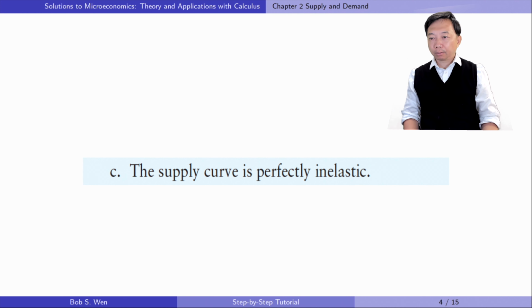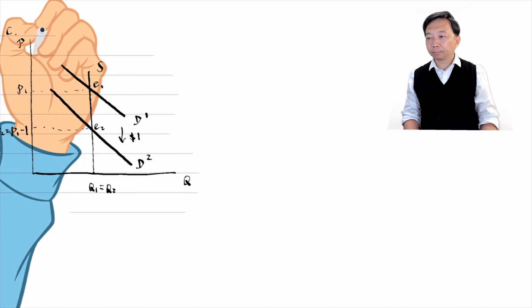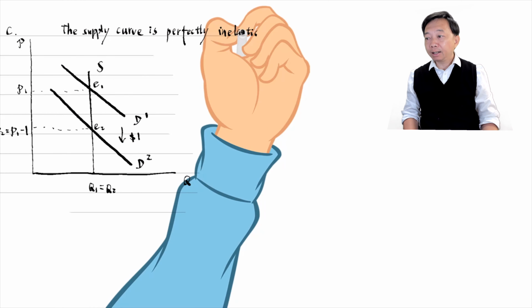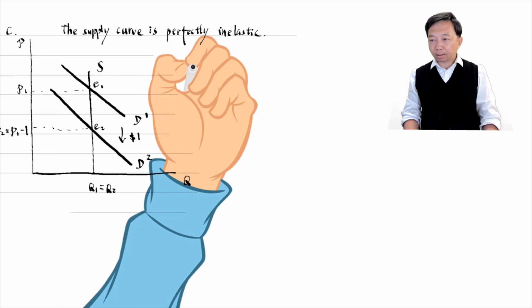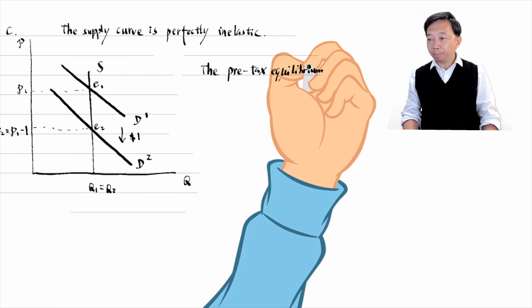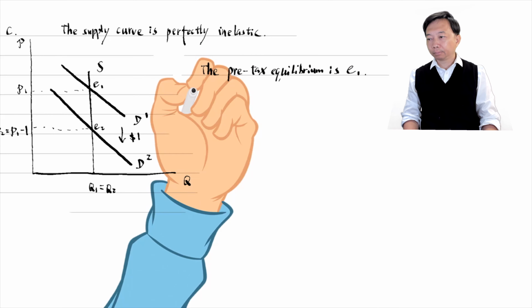For part C, the supply curve is perfectly inelastic. The perfectly inelastic supply curve is a vertical line at Q1. It intersects the pre-tax demand curve at E1, where the equilibrium price is P1. Suppose the tax is imposed on consumers.